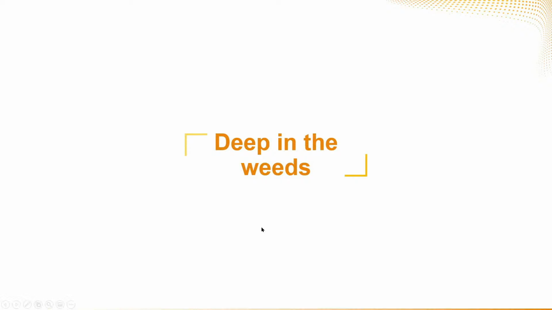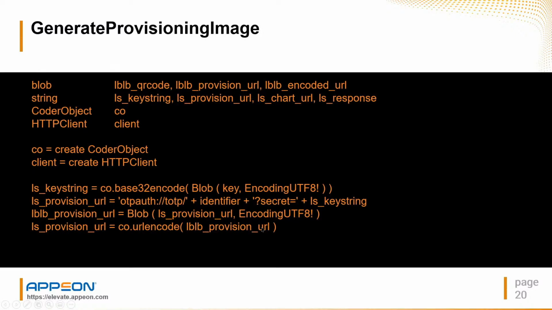How we do that in PowerBuilder, that's what we're going to look at now. So this is how we generate the QR code. So we have this coder object that was introduced in 2000.